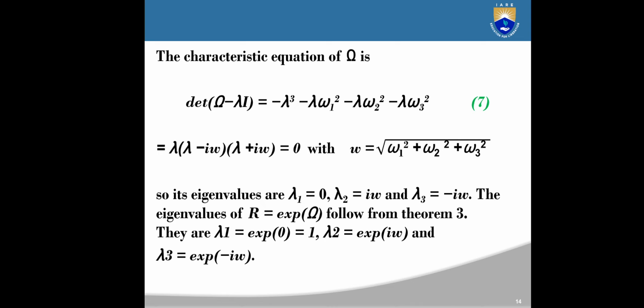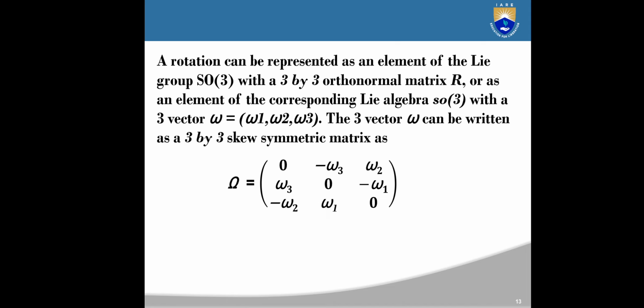The eigenvalues of R follow the theorem 3. They are lambda 1 is equal to exponential of 0, that is equal to 1. Lambda 2 is equal to exponential of I omega, and lambda 3 is equal to exponential of minus I omega.